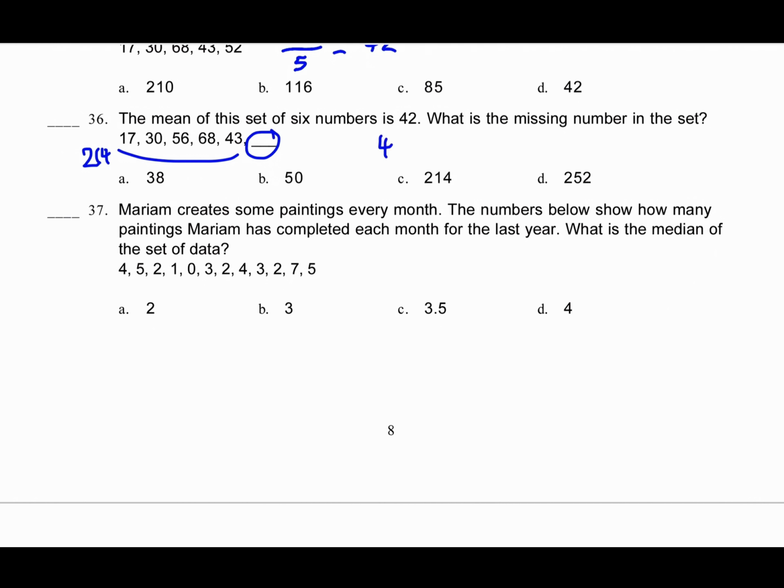So it's 42 multiplied by 6 equals 252. This is the sum of all. Now subtract the sum of them, 214, from 252. So 252 minus 214, the answer would be 38. So the missing value is 38, which is A.